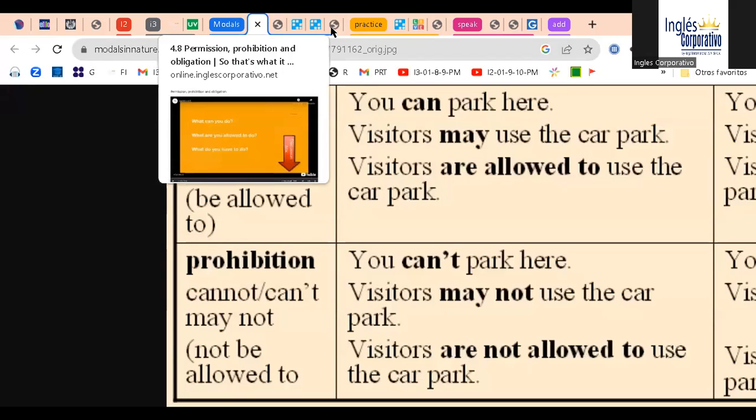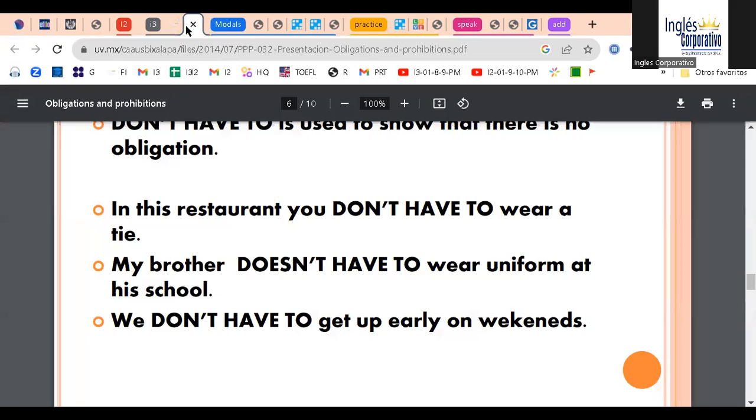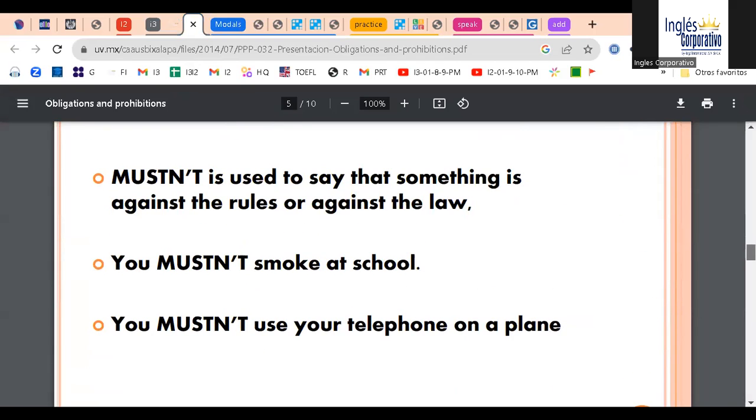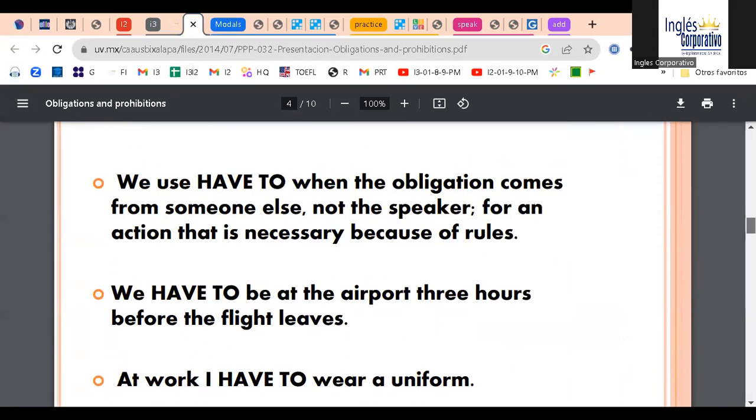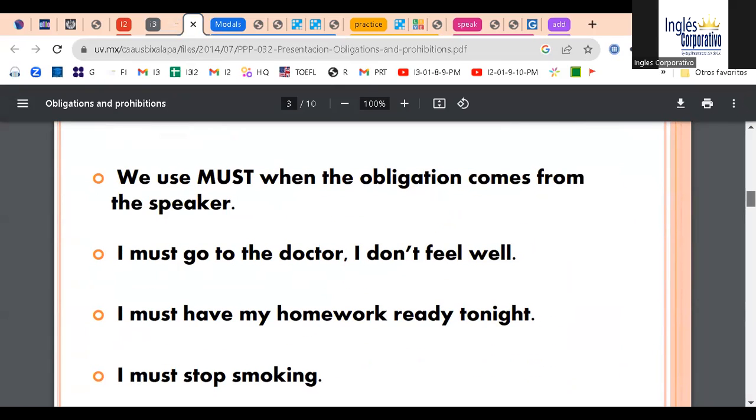But we were talking about, let me see, where is it? Okay, here. But there are some slight differences, right? So must is used to show something is against the rules. Have to when the obligation comes from someone else, not the speaker. Must when the obligation comes from the speaker. I must go to the doctor. So there's an obligation, but you have to be responsible for that.